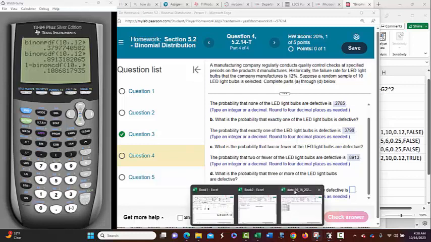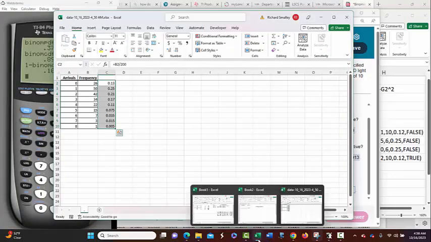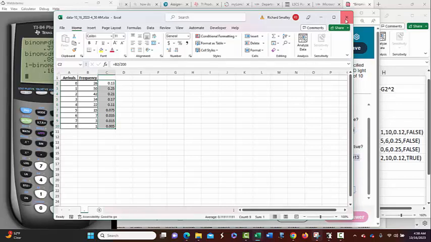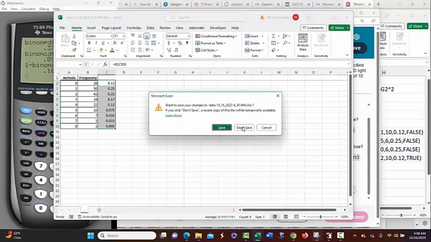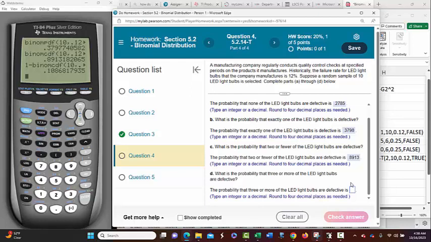In Excel. Wrong file. I can get rid of that file. I don't need it anymore. Here was the true right there. So all I got to do is put a 1 minus in front of that, and that does it. .1087. But let me show you.